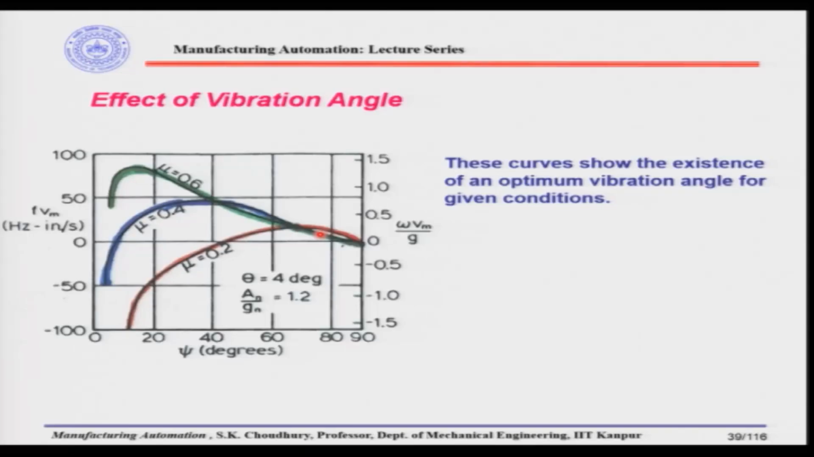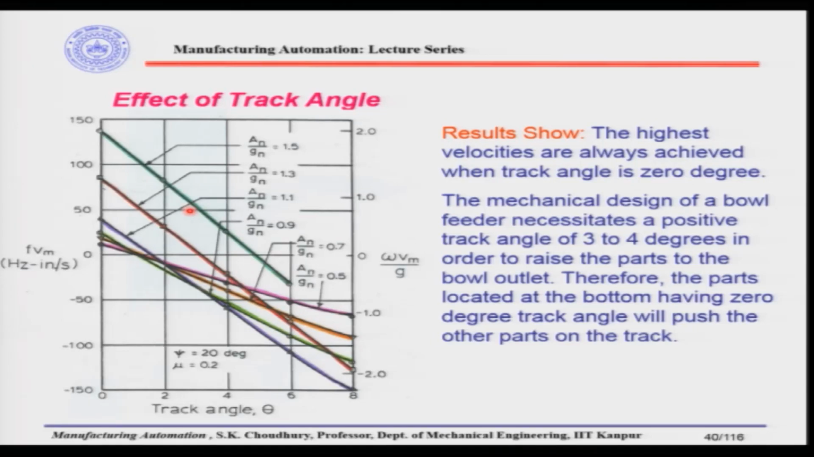Effect of vibration angle: we said there is an optimum vibration angle for different values of mu s, the static coefficient of friction. As we increase the vibration angle, the F into Vm increases, but it becomes stable after some time, and then it decreases because of the same effect as in the case of track acceleration. We also discussed the effect of track angle, and there is a strange phenomenon that when the track angle is 0, the F into Vm, which is the conveying velocity, is maximum. Therefore, the parts located at the bottom of the bowl feeder will push the parts located above, where the track angle is more than 0.